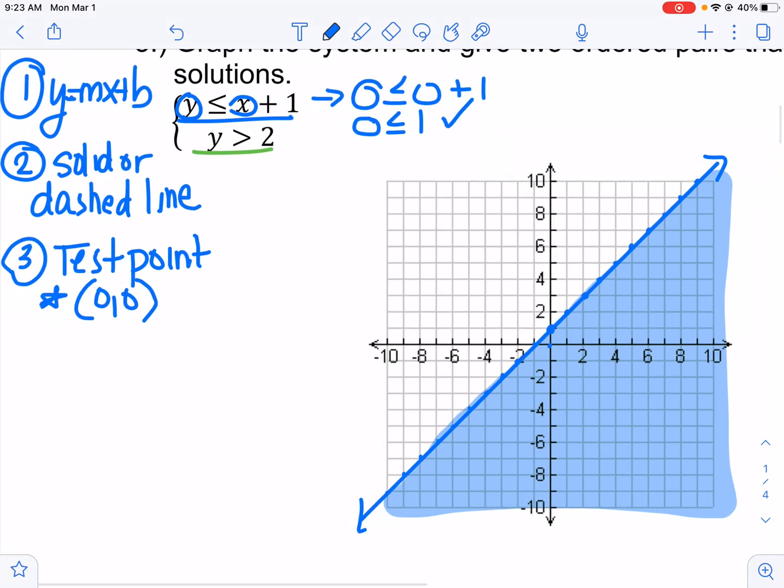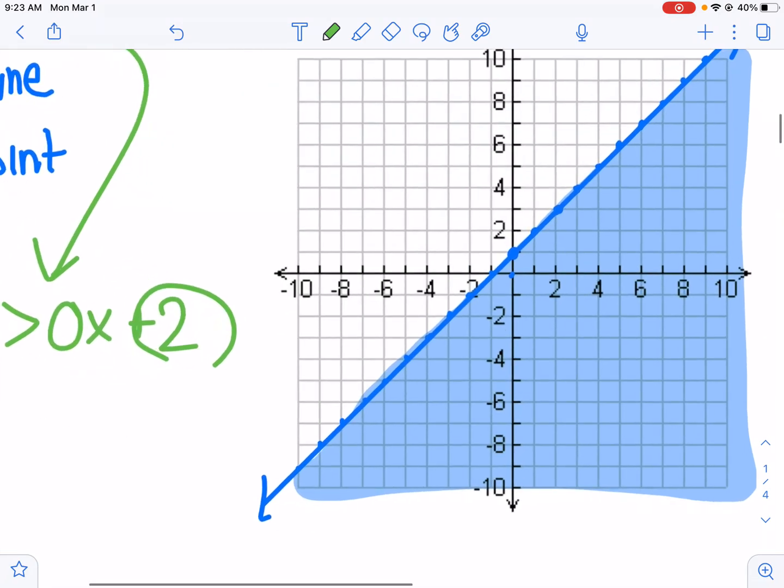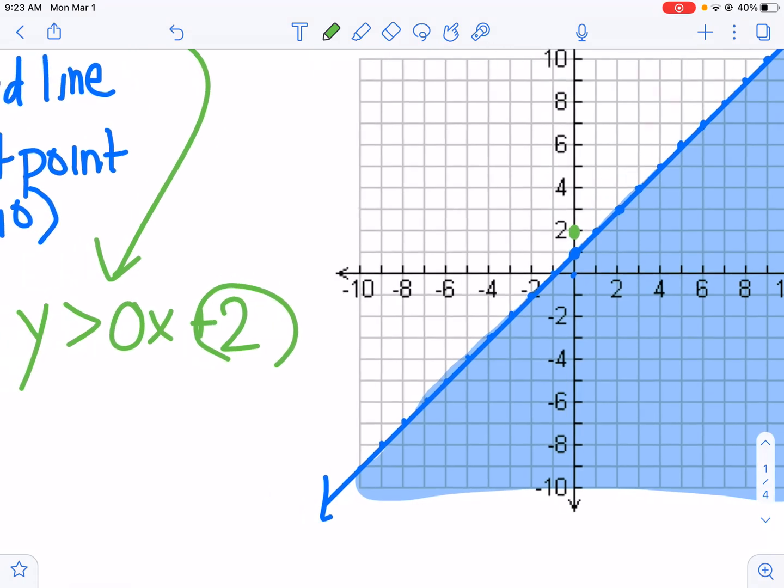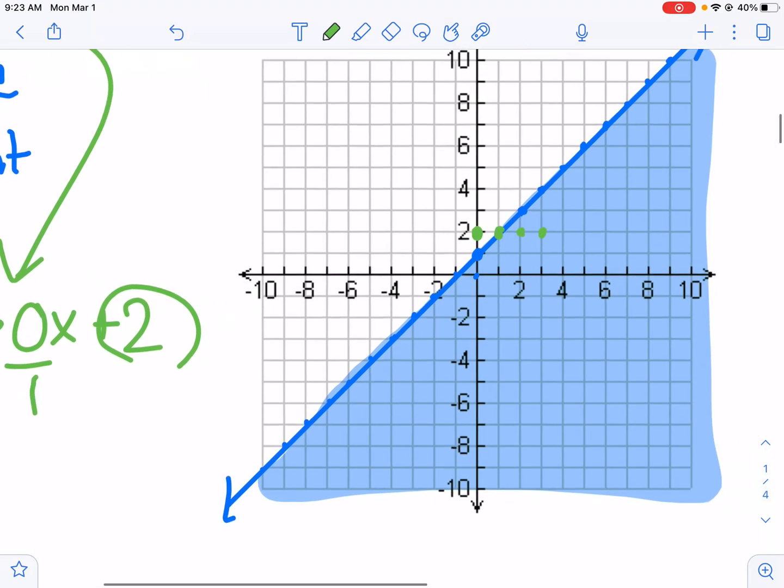After you have that done, let's move to the green inequality. So y is greater than 2. We can rewrite this into slope-intercept form and write it as y is, well, if there's no x term, that means my slope has to be 0, plus 2. Now I can go ahead and graph this inequality. 2 is my y-intercept. And if my slope is 0, that means I rise 0, run 1. So rise 0, run 1. Rise 0, run 1. And I then graph a horizontal line.